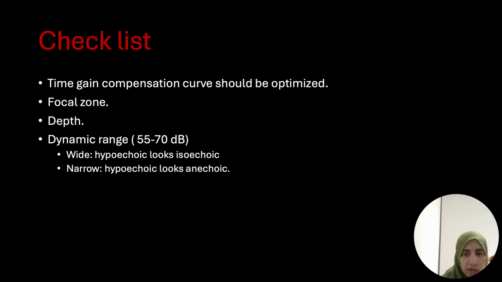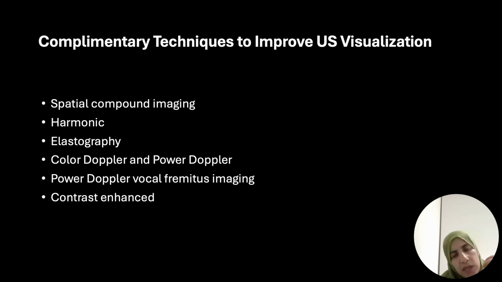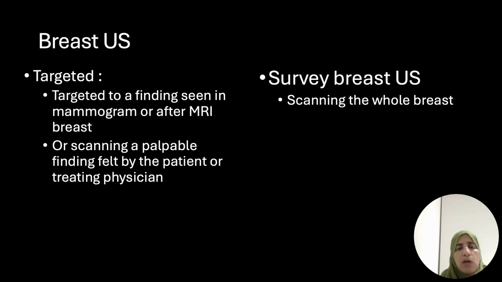So there are factors that you really look at to optimize the image, and in breast imaging you really have to be very meticulous about the image and the quality of the image. You have to look carefully at the focal zone, the time gain compensation, the depth, and the dynamic range as well. There are many software features that you can use to improve the visualization, like harmonics, elastography, color Doppler, power Doppler, and in some centers they're using contrast enhanced ultrasound. And like mammogram, we have it as diagnostic and screening setups. For ultrasound, you can decide about using only targeted ultrasound.